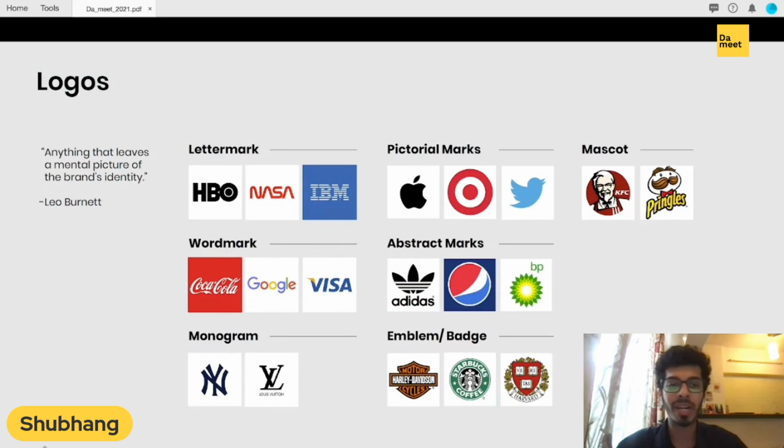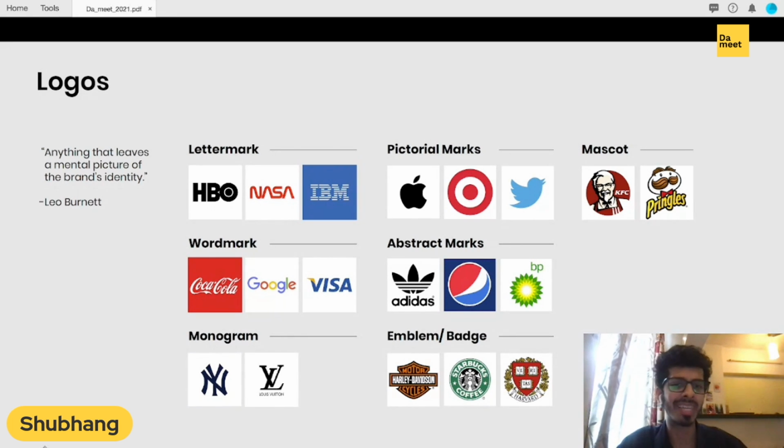So now that I've touched the point of a logo being a face of the brand, let's actually touch what a logo is, like in theory. So Leo Burnett says anything that leaves a mental picture of a brand's identity. That exercise which I had before, the two, Nike and Home Grub, is like explaining the definition Leo has given over here. And you can see all these examples over here. These are the different types or the different classifications of logos.